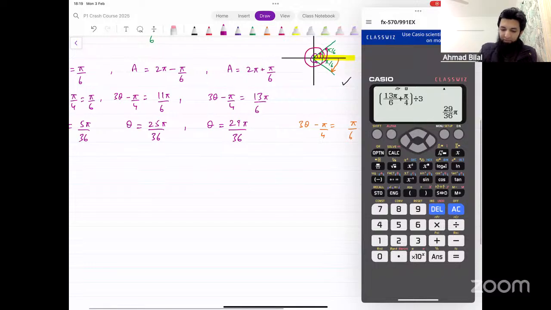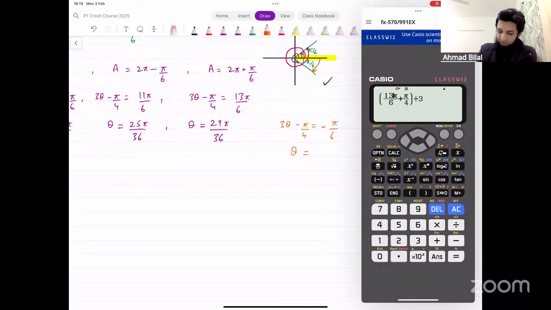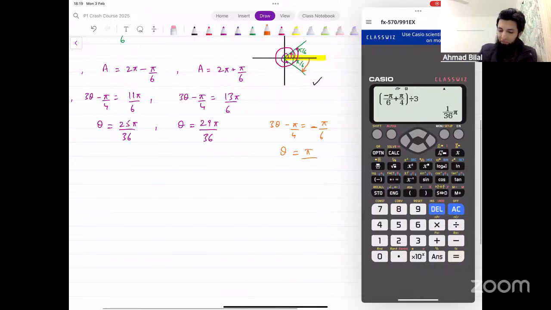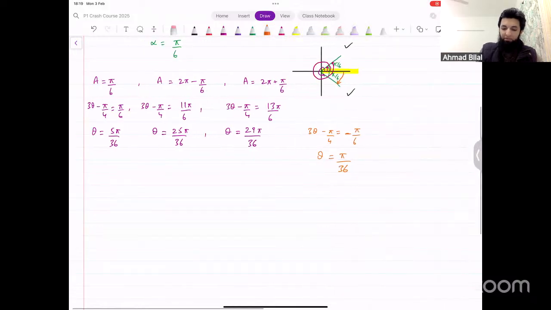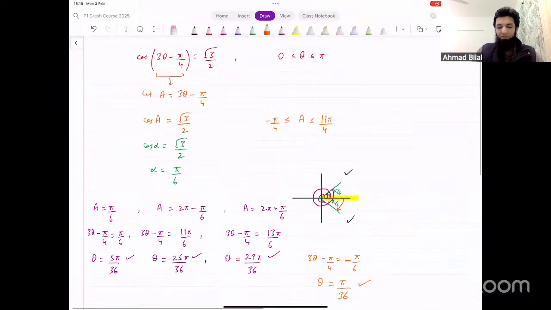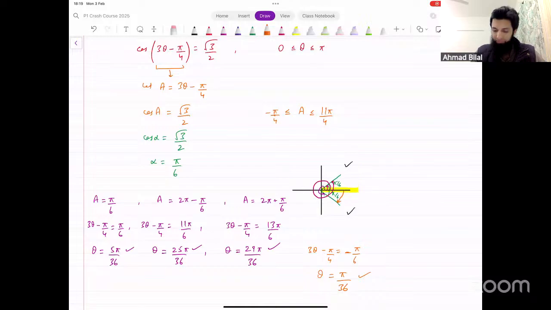And then finally, we get theta equal to, sorry, this was negative pi over 6 here. Negative pi over 6 plus pi over 4 divided by 3. And that is giving me pi over 36. These are the 4 possible values of theta that I'm getting: 1, 2, 3, and 4. And these are all possible solutions of this equation.